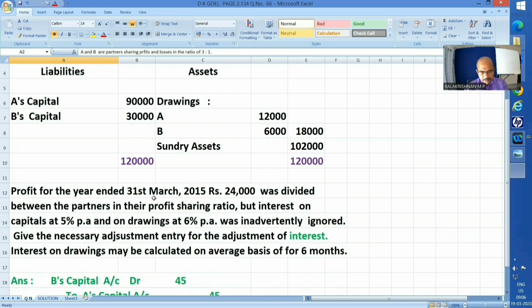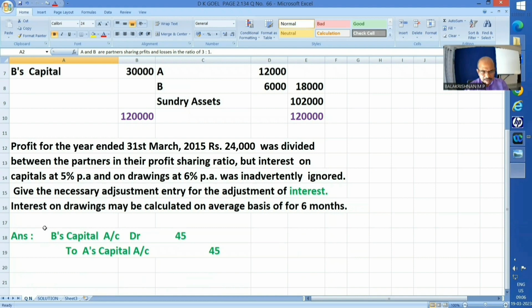Profit for the year ended 31st March 2015, rupees 24,000, was divided between the partners in their profit sharing ratio. But interest on capitals at 5% per annum and drawings at 6% per annum was inadvertently ignored. Give the necessary adjustment entry for the adjustment of interest. Further, interest on drawings may be calculated on average basis for 6 months. Okay, fine. Answer is B's capital account debited to A's capital account. Let me elaborate it.